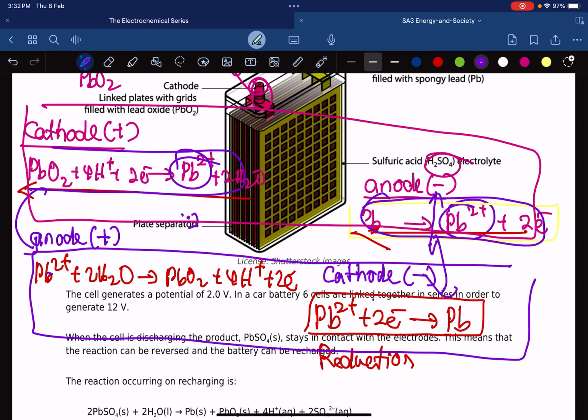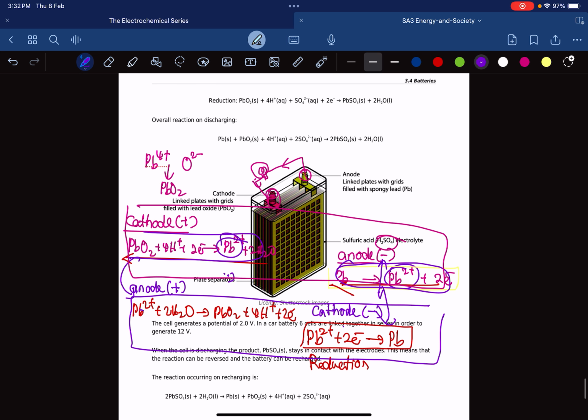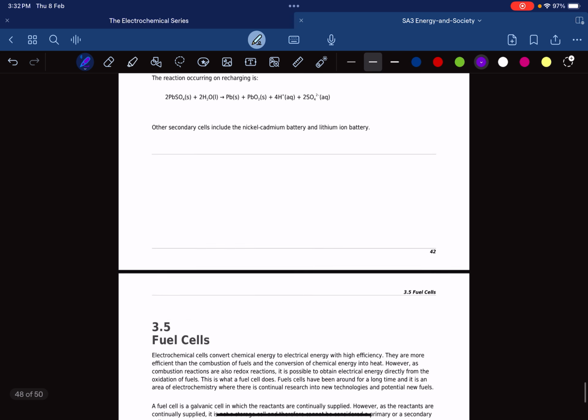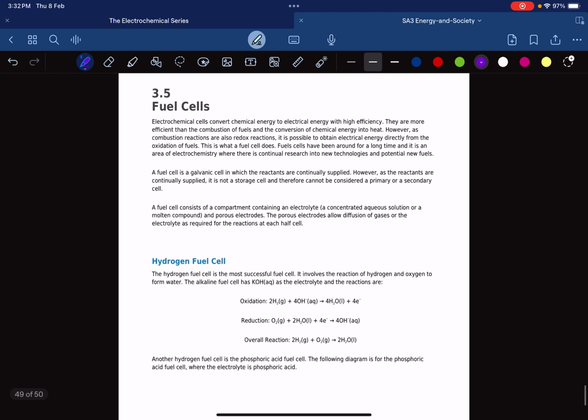The opposite happens. Okay, so you should be able to write these equations, or if you're given any other equation, reversible, you should be able to write it. Then we have one more here, fuel cells. Fuel cells I'll talk to you about maybe in the next video.